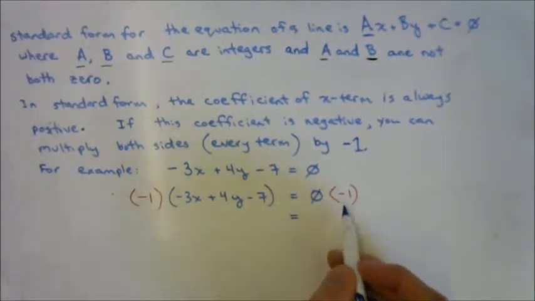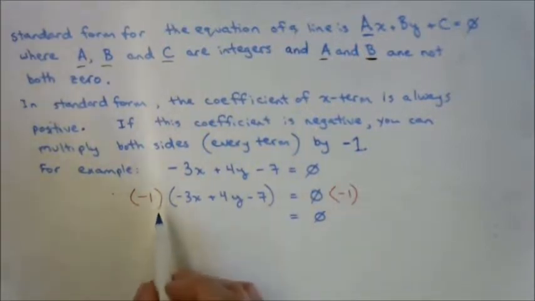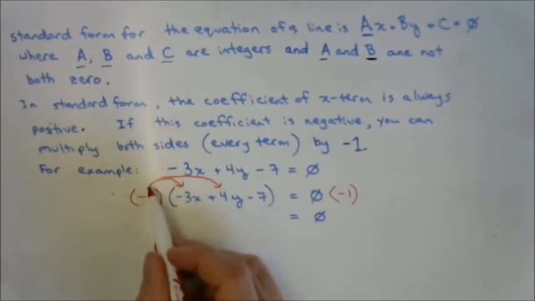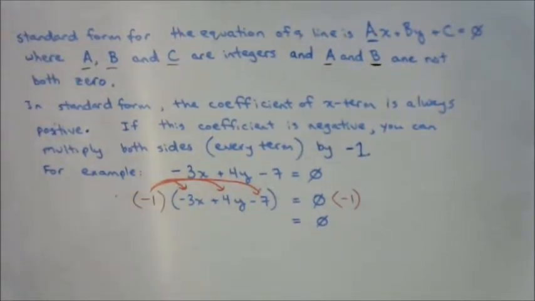On this side, real easy. 0 times anything is 0. So it didn't actually change that side at all. So really, you're only changing this side. Watch what happens on this side though. Because I'm going to distribute this negative 1 to each of the terms in my trinomial. All of the signs are going to swap.